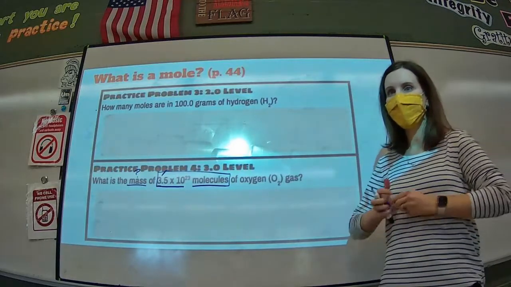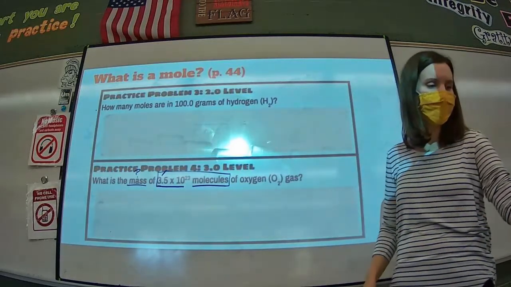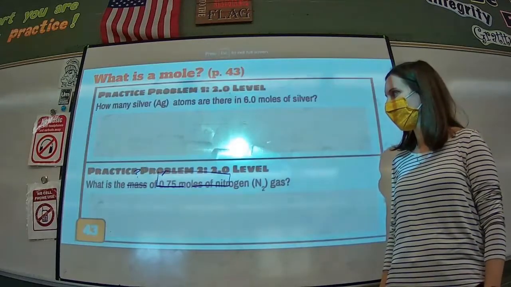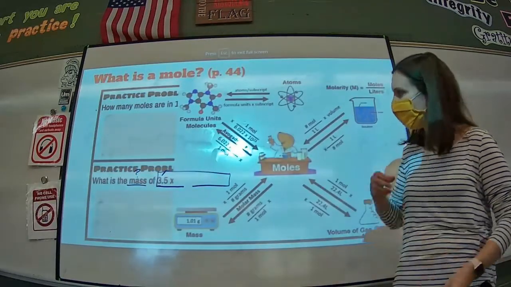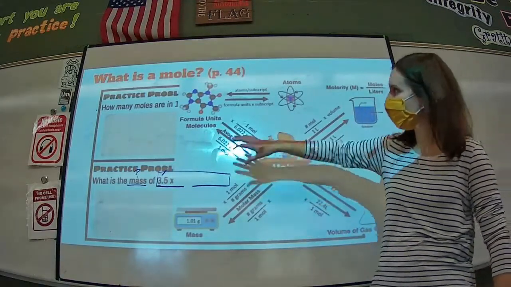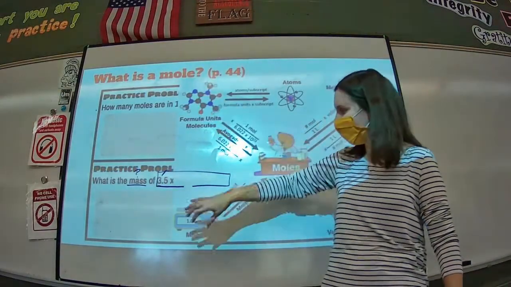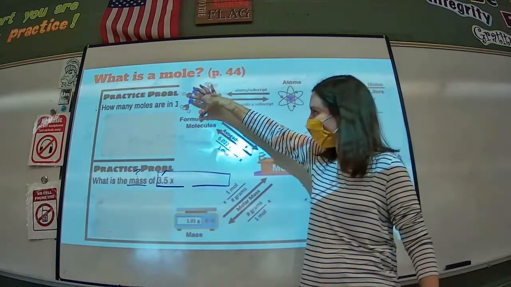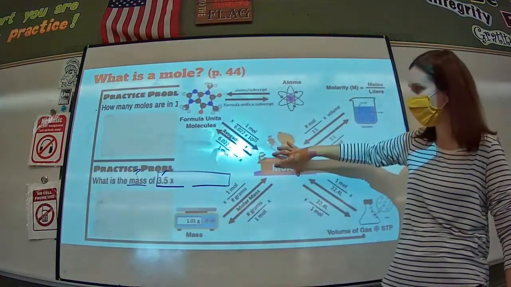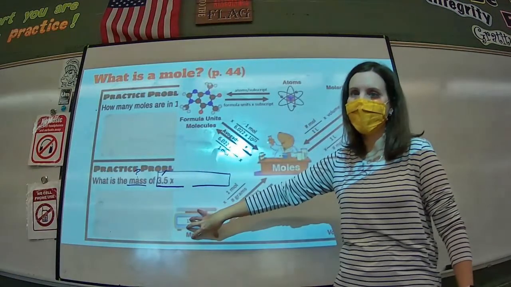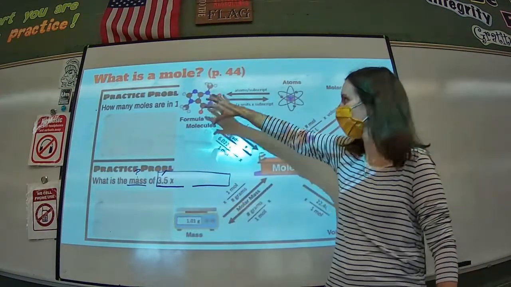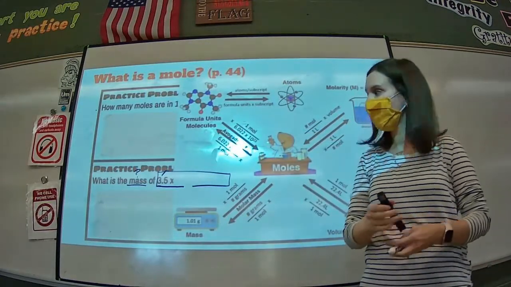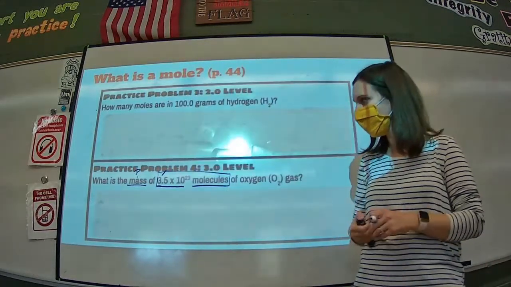So what I'm going to do is I'm going to look at my mole map to kind of plan out what I'm going to do. So if I look at my mole map, it says that I'm starting with particles, which is way up here. And I want to get to mass, which is over here. So what this is telling me is I need to take my particles and convert them to moles first, and then convert them to mass. So this is going to be a 2-step problem. So I'm going to go particles to moles to mass.